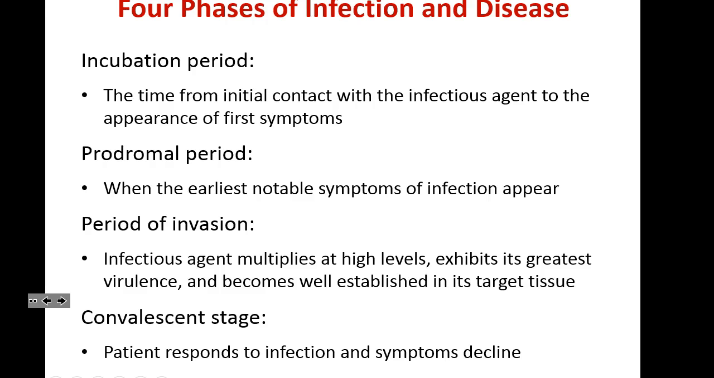The prodromal period, when the earliest notable symptoms of infection appear. Period of invasion, infectious agent multiplies at high levels, exhibits its greatest virulence, and becomes well established in its target tissue. And then the convalescent stage. Patient responds to infection and the symptoms decline. Can the patient still give someone else a disease if they are convalescent and if they are getting well? Yes.